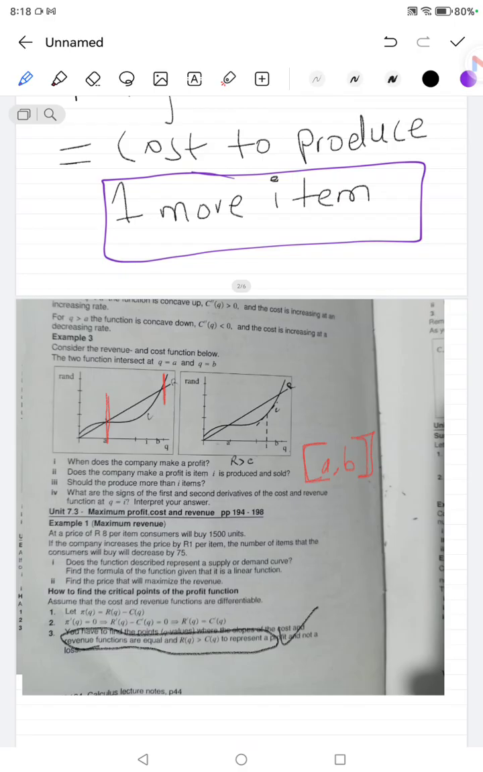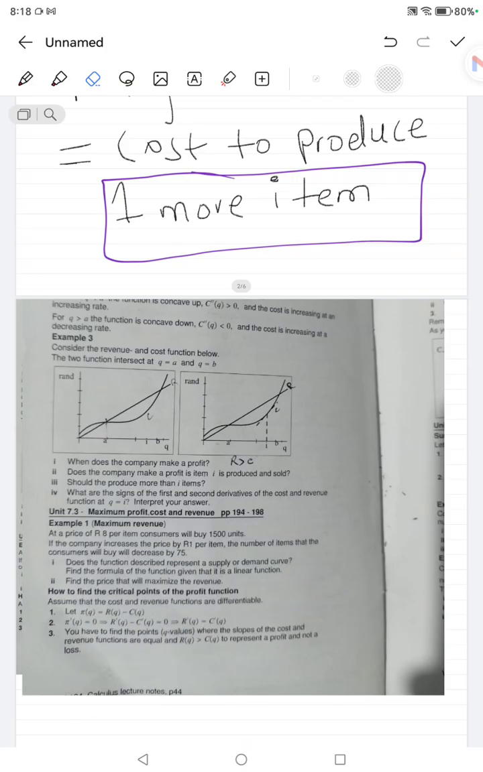Then they're saying, what are the signs of the first and second derivative of the cost and revenue function at Q equals I? I don't even know where exactly that is. Is that I? And interpret your answer. Okay, I'll just go and check this one again. But yeah, it feels way more complicated than I thought. Then let's just go to 7.3.